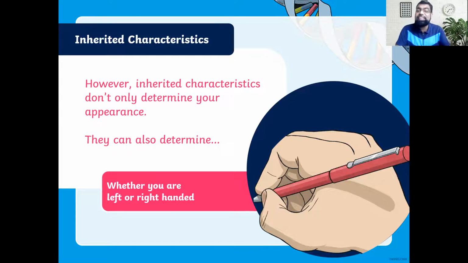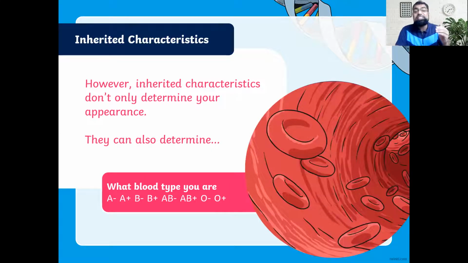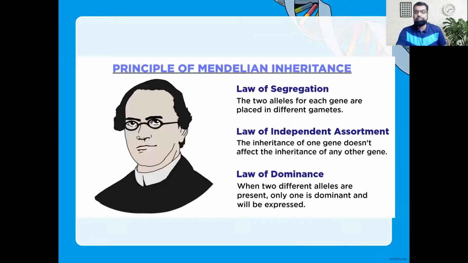Heredity, these are inherited characteristics. Even your blood type, A negative, plus the rhesus factor. We will talk about blood type in the circulatory system in detail, but all of these make up who you are. So, who told us this? Well, this is a man whose name is Gregor Mendel.